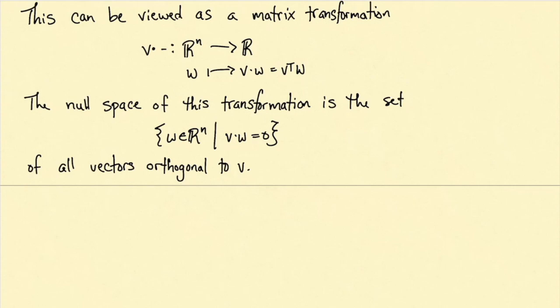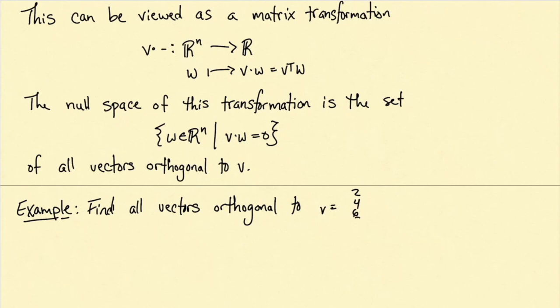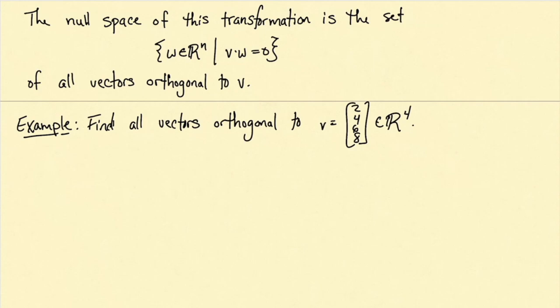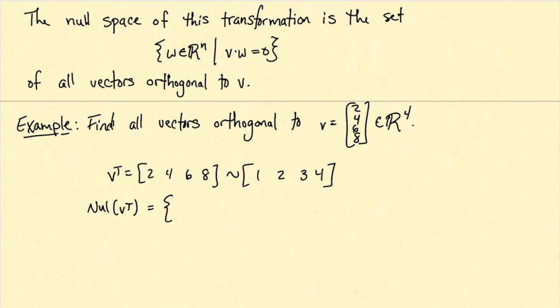For example, let's use this to find all the vectors that are orthogonal to the four-dimensional vector v with entries 2, 4, 6, and 8. So if we take the transpose of this vector, then we'll get the matrix 2, 4, 6, 8, and we can put this into reduced row echelon form by simply scaling the only row by 1/2. So we see that the null space is cut out by the single equation x1 plus 2x2 plus 3x3 plus 4x4 is equal to 0.